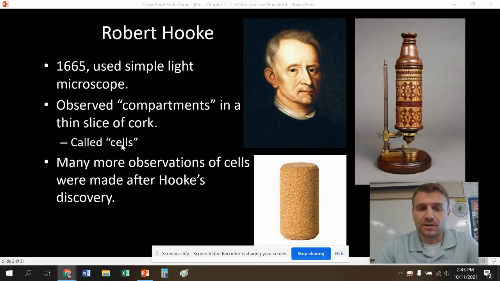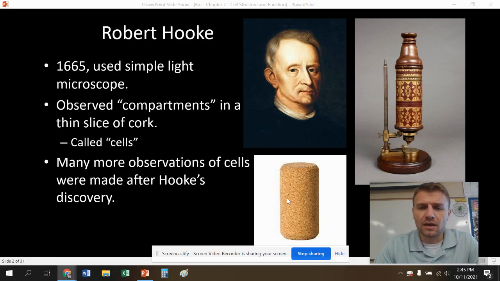And he called these compartments cells. He observed them and said, hey, they kind of look like the cells, or the rooms, of a monastery. These monasteries are where religious people tend to study their religion, and the cells are kind of like dorm rooms for people in monasteries. He called them cells after the cells of a monastery.